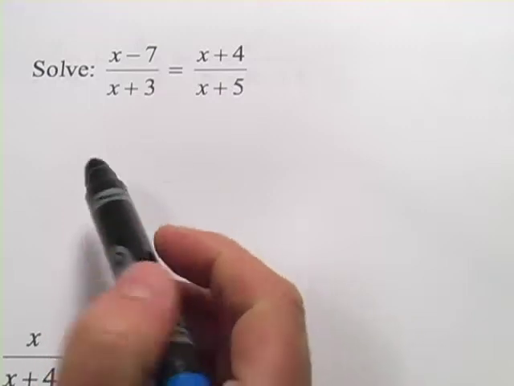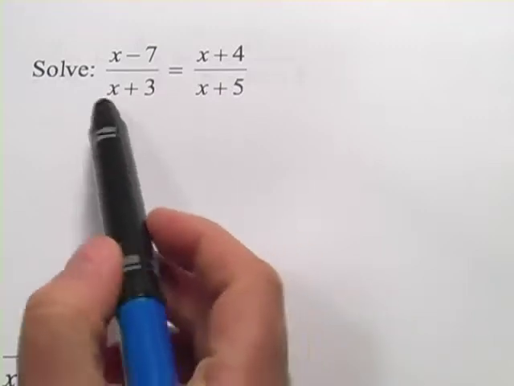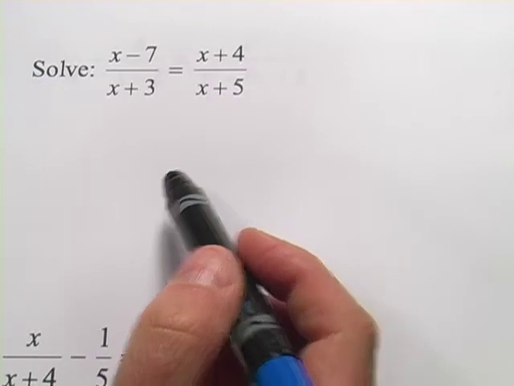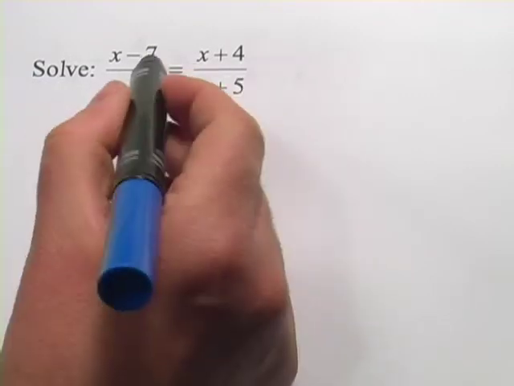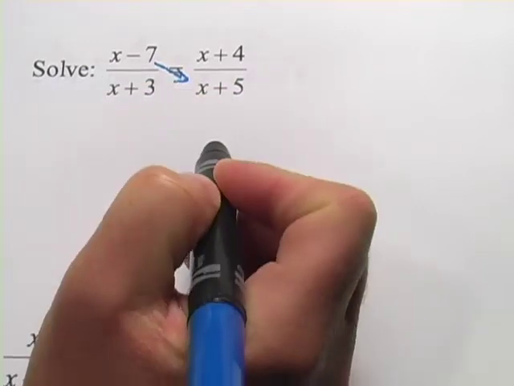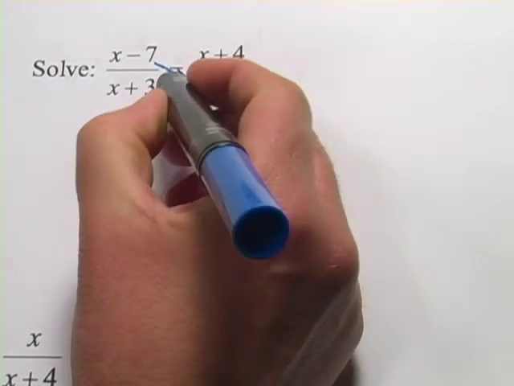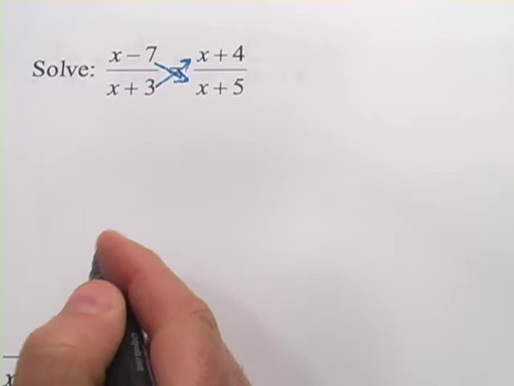In these problems, we are going to try to solve for x in these rational expressions. And if you have one that's set up like this, it seems like the right way to go about this might be cross multiplication. So I'd multiply x minus 7 times x plus 5 and set it equal to x plus 3 times x plus 4.